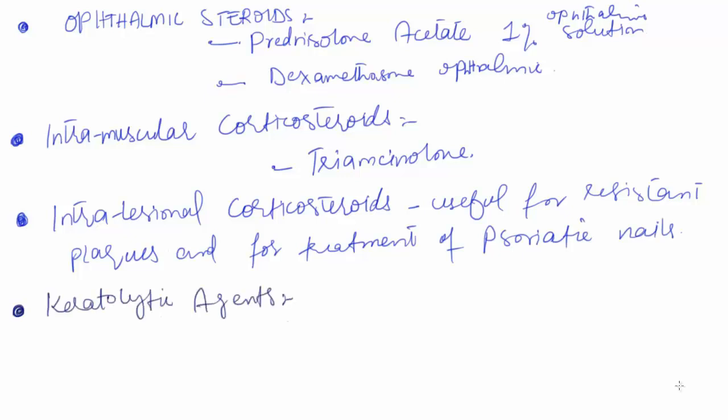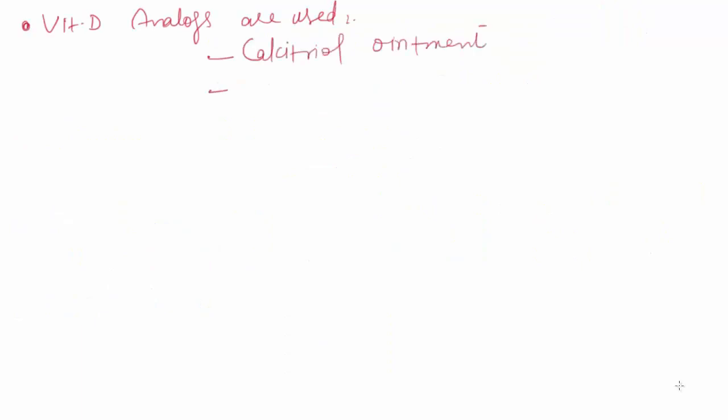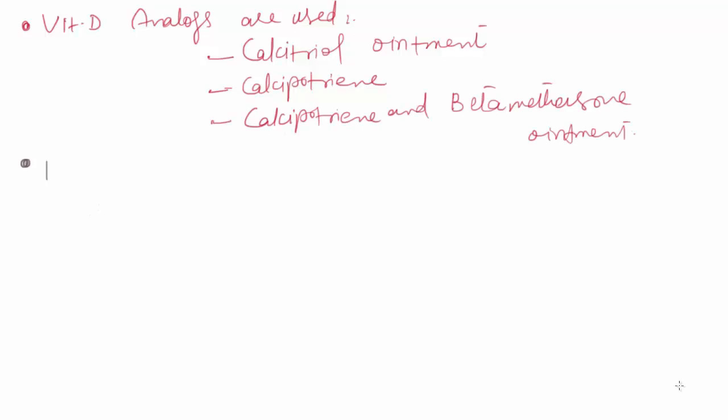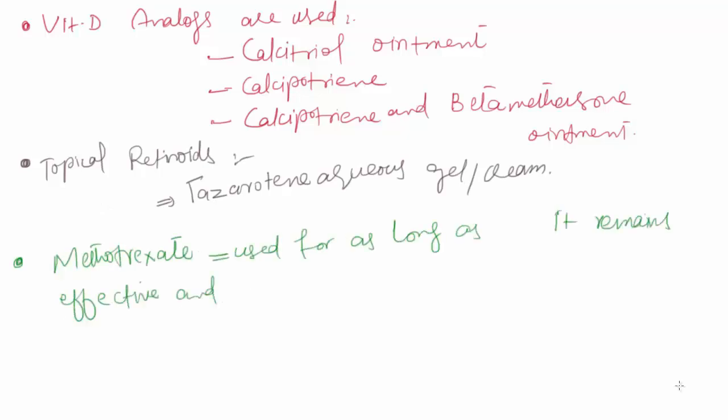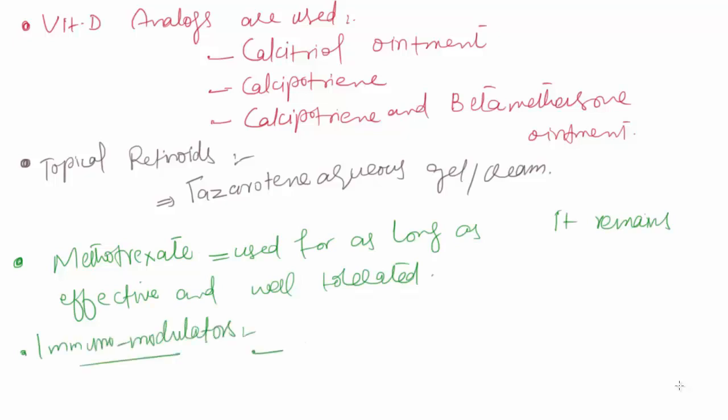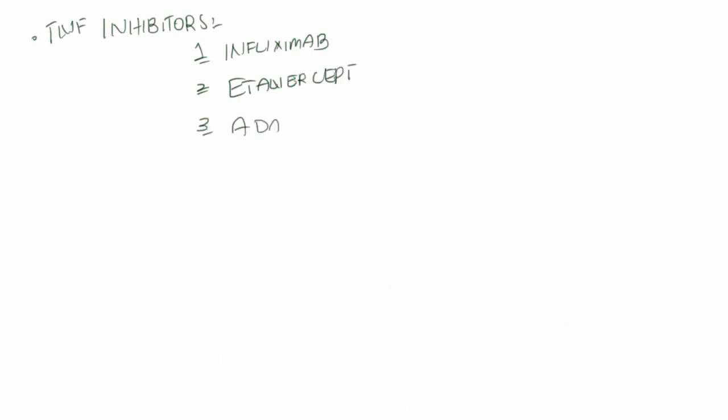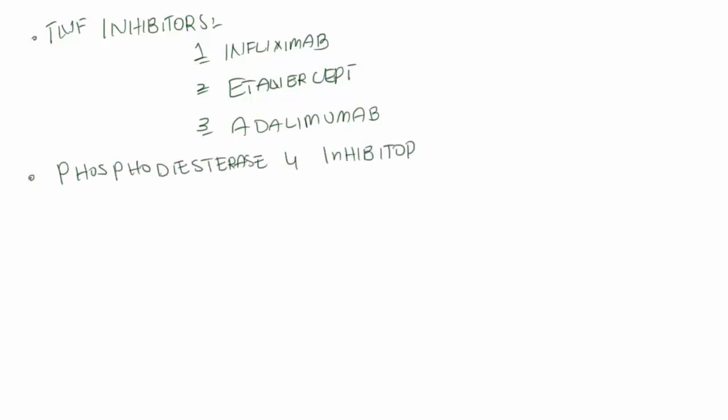Keratolytic agents are used like anthralin and urea. Vitamin D analogs are used, which include calcitriol ointment and calcipotriene, calcipotriene and betamethasone topical ointment. Topical retinoids, for example, tazarotene aqueous gel or cream can be used. Methotrexate is used as an antimetabolite, for as long as it remains effective and well tolerated. Immunomodulators are used like tacrolimus topical 0.1%, cyclosporine, alefacept and ustekinumab. TNF inhibitors are used like infliximab, etanercept and adalimumab. Phosphodiesterase 4 inhibitors like apremilast are used.